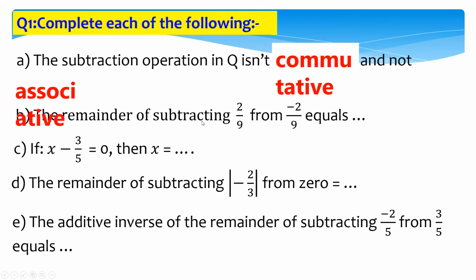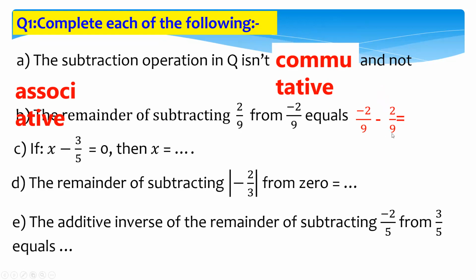The remainder of subtracting 2 over 9 from negative 2 over 9. After "from," you take the number first; "subtract from" means you take the second number minus the first number. The second number is negative 2 over 9, so I will put negative 2 over 9. Subtract means minus, and the first number is 2 over 9, so I will put it in the second place.